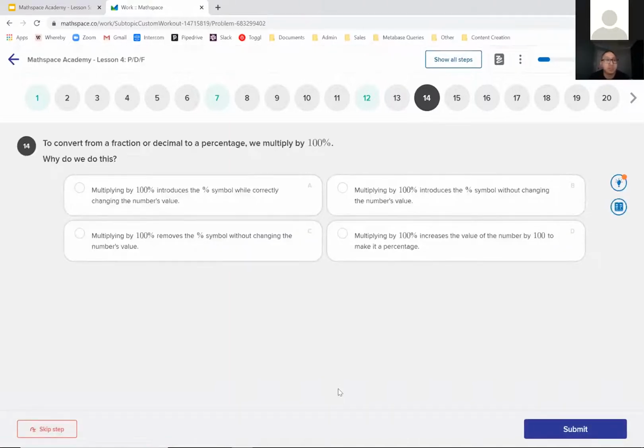Where are some? Okay, to convert from a fraction or decimal to a percentage, we multiply by 100. Why do we do this? I don't know the answer to this question. Let's have a look and read them. Multiplying by 100 introduces the percentage symbol while correctly changing the number's value. It could be that one. Multiplying by 100% introduces the percentage symbol without changing the number's value. It definitely changed the value. Multiplying by 100 removes the percentage. Definitely not that one. Multiplying by 100 increases the value of the number by 100 to make it a percentage. Oh, I don't know which one it is.